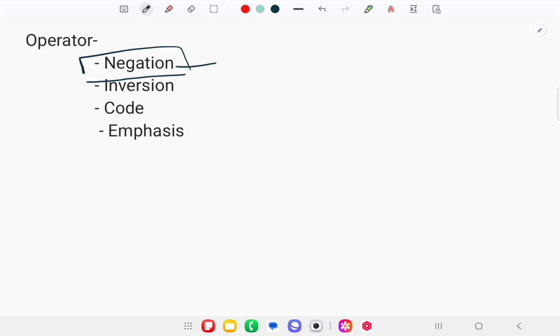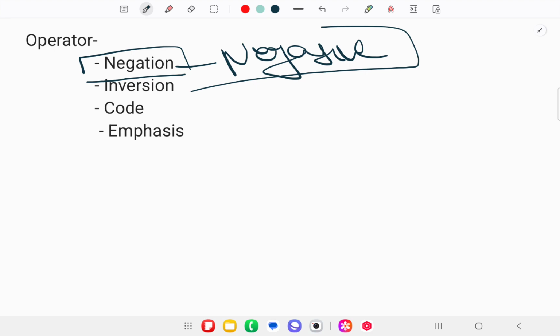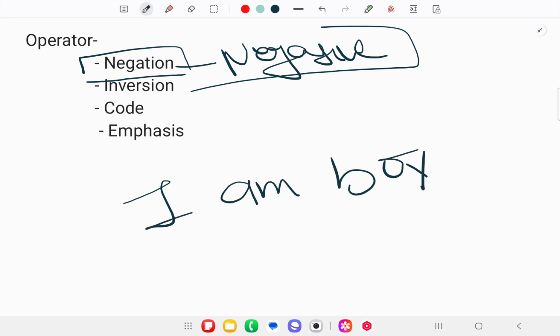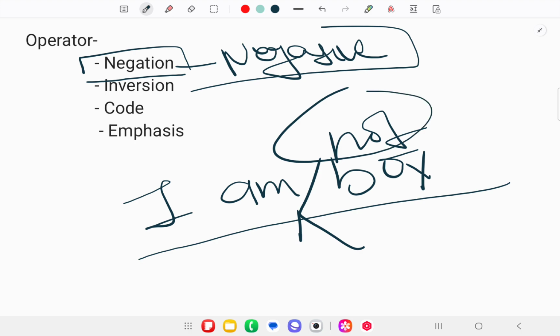Negation means either we say negation or we say negative. Negative means something which is not in the right position, or something which is opposite. Like if I say I am boy, then this is the simple sentence, but when I make the opposite of the sentence, it will be I am not boy. So negation is the mark of the not. It means that we form the negative sentence by putting not after the operator. Okay, what is the definition of negation?